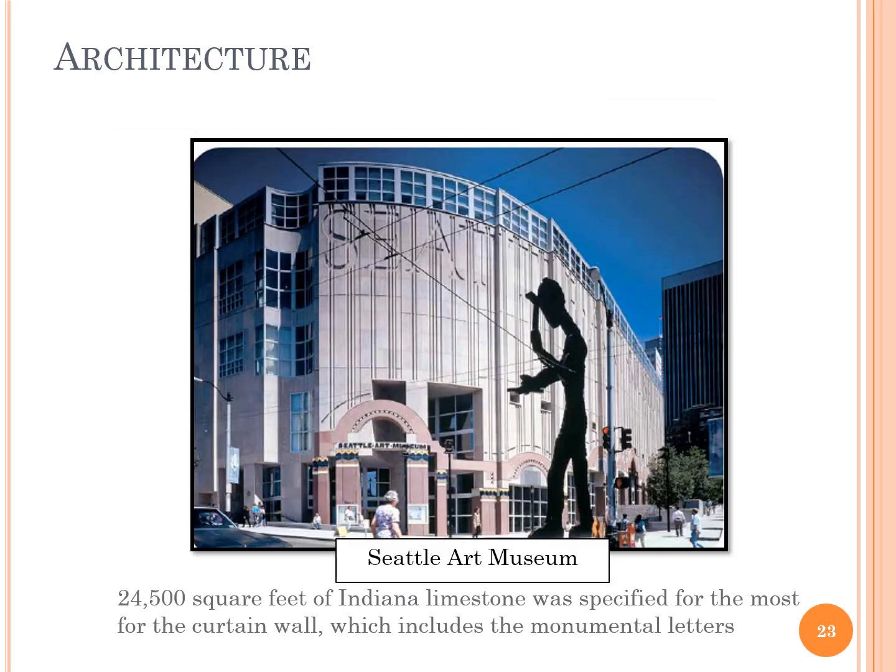Let's finish our architecture section by looking at something closer to home, the Seattle Art Museum. It's clad in over 24,000 feet of Indiana limestone, including the massive letters used at the top of the curtain wall. And I think it's a wonderful example of how Indiana limestone used as a structure stone can brighten a facade. In this case, in Seattle, Washington, which frankly, given all of our dark and rainy days up here, is something well worth doing.